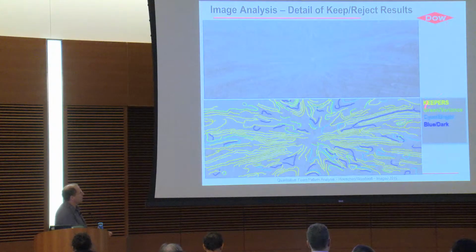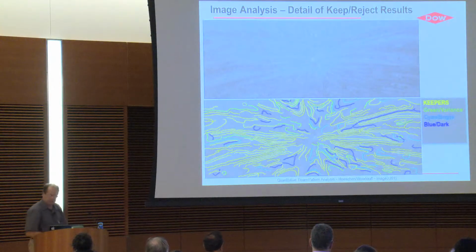And so, in fact, the ones that come from the variance image are here. The ones that come as bright ridges are in the light blue. Dark ridges are in the dark blue.